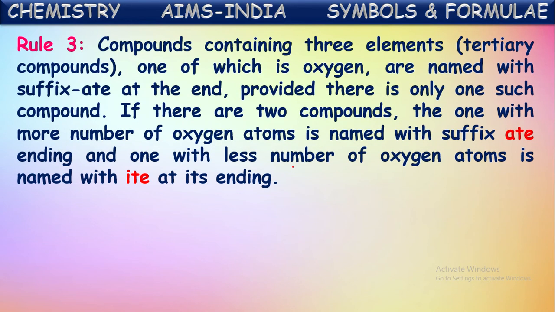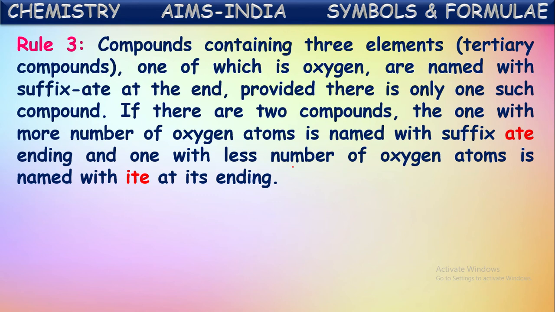Next, rule 3. Compounds containing three elements, one of which is oxygen, are named with the suffix "ate" at the end of the name. If there are three elements in the compound molecule, and one of the elements is oxygen, it can be named with "ate" at the end of the name.